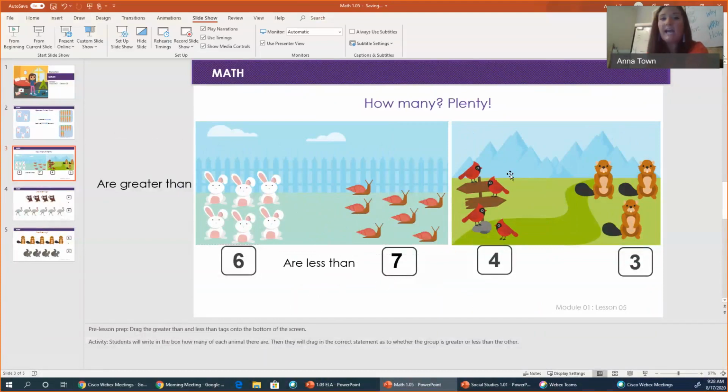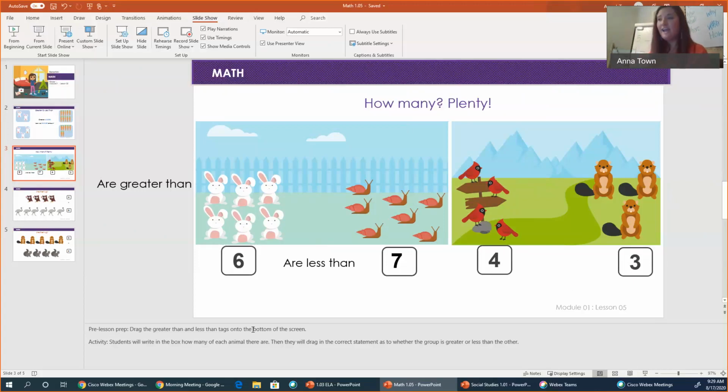Now let's take a look at these cardinals, boys and girls. It's a type of bird, and chipmunks. We have 4 here because there are 1, 2, 3, 4 cardinals. That's why there is a 4 below the cardinal. Over here, we have 1, 2, 3 chipmunks. That is why there is a 3 below the chipmunks. We always decide if we're going to say greater or less than based off of our first number. So is 4 less than 3, or is 4 greater than 3? Think about it and then say your answer out loud.